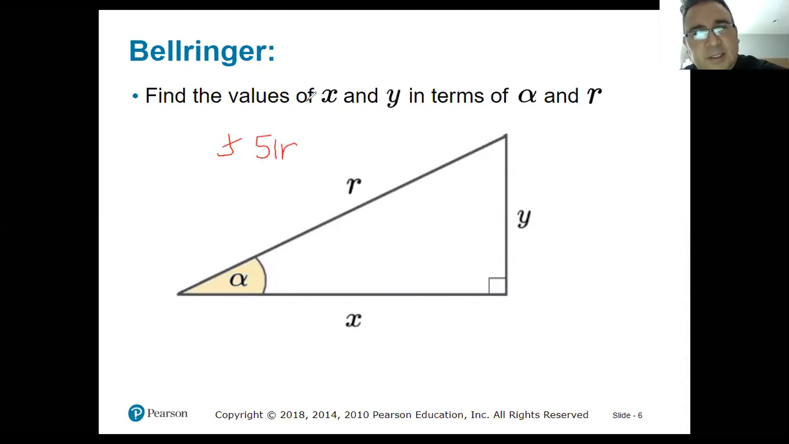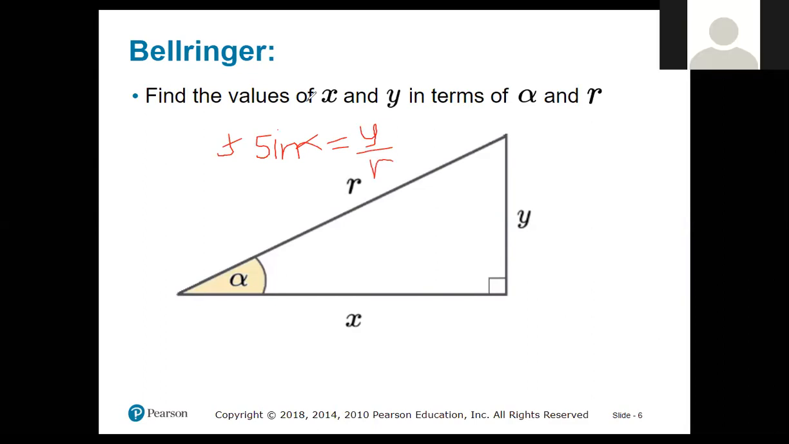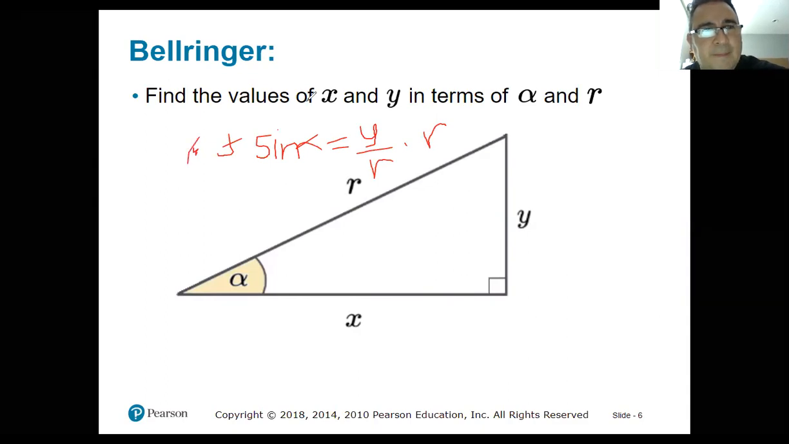I can read it. Sine of alpha would be Y over R, right? So I multiply both sides by R to solve for Y. When I multiply both sides by R, what do I get? R sine of alpha equals Y. There you go. R sine of alpha equals Y. Everybody okay with that? Okay.